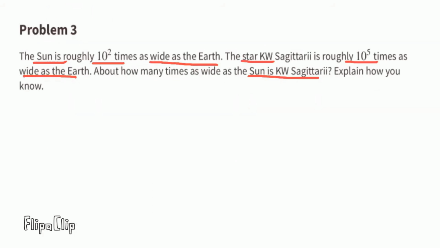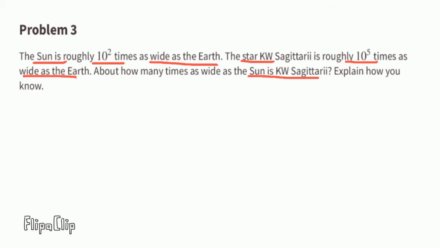Problem number 3. The sun is roughly 10 to the second power times as wide as the Earth. The star KW Sagittarius is roughly 10 to the power of 5 times as wide as the Earth. About how many times as wide as the sun is KW Sagittarius?